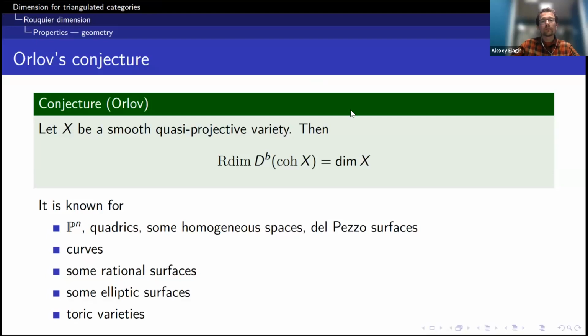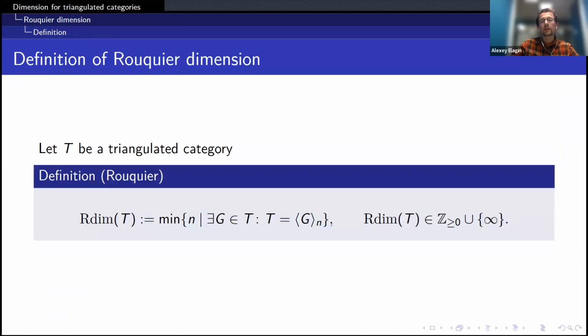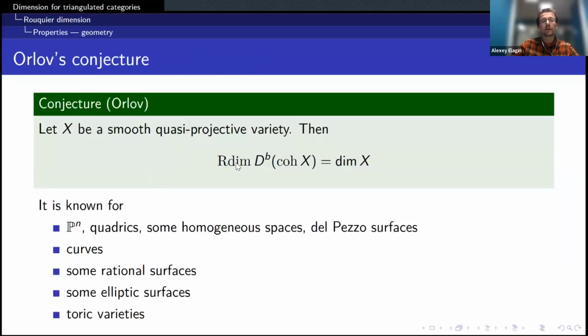Indeed, there is a modification of this definition when one can replace one single generator by a countable family of generators. And one can call this countable Rouquier dimension. And for this countable Rouquier dimension, it was recently proved that the corresponding statement is true. So countable Rouquier dimension indeed is equal to the dimension of the variety.